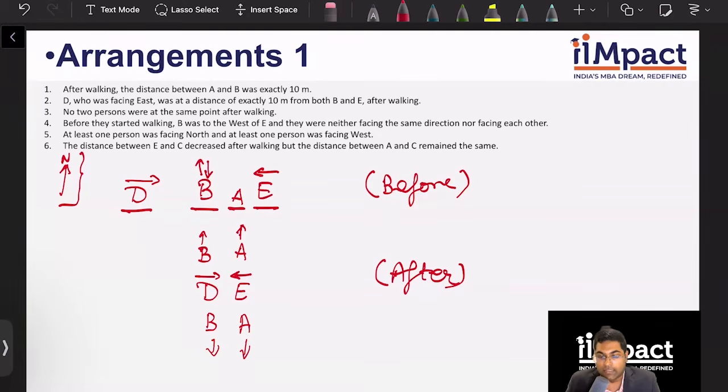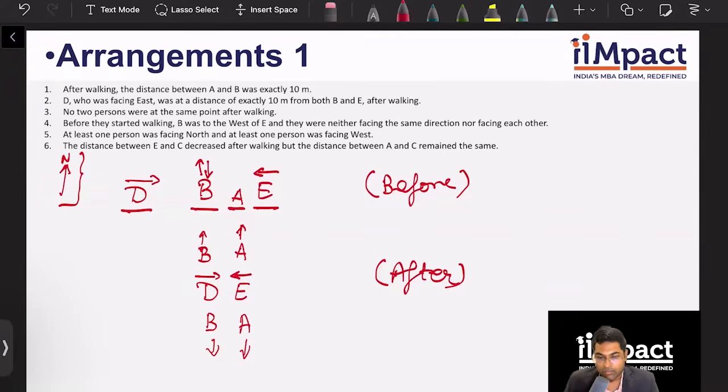The distance between E and C decreased. Now, since I know E has moved horizontally, so either C moved towards E, that's one, or C moved north and south. That is the only combination. C cannot move west, that I know for sure. But at the same time, the second part of the sixth point tells me that the distance between A and C remained the same. That means if A went north, C has to go north. Otherwise, the distance will change. Correct?